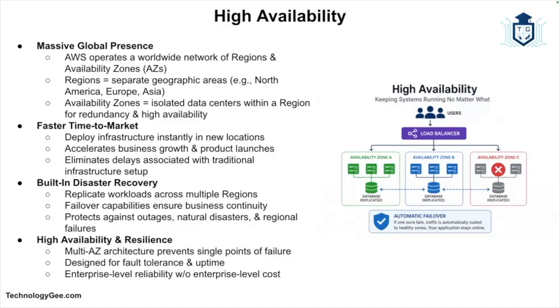And this means that if one AZ experiences an issue, then your application can continue running in another AZ within the same region. Now, with that being said, you can also design your own applications to run across multiple AZs, ensuring that there's no single point of failure. And this is known as fault tolerance. And the best part, AWS provides the tools and services to make this relatively easy to implement.